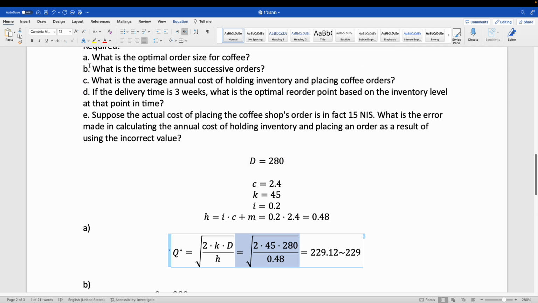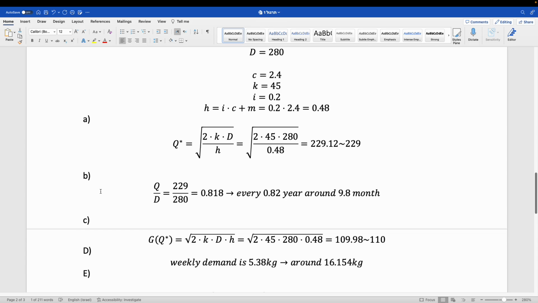And then the second question is, what is the time between successive orders? We can divide Q by D, so we get the ratio of the time between the orders. So we get 0.818, meaning around every 0.82 year we need to order, which is around every 9.8 months. So it's around 9 months and 20 days.